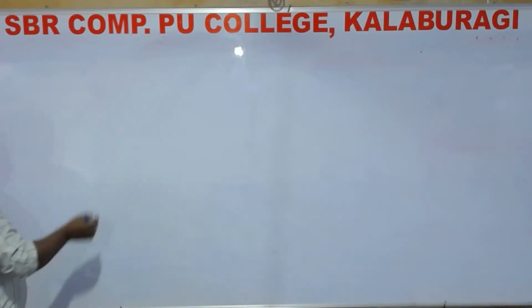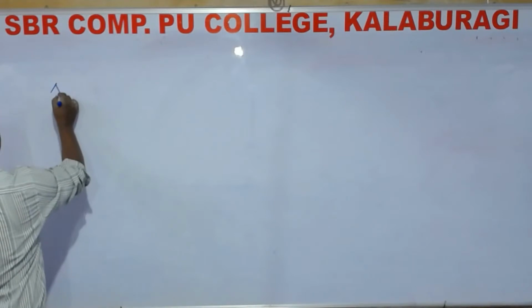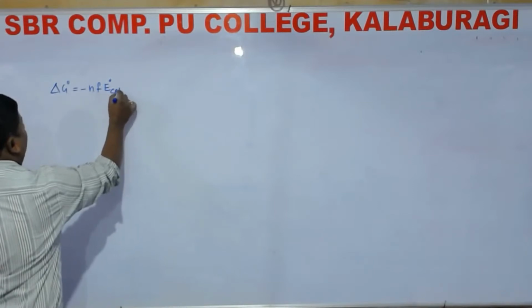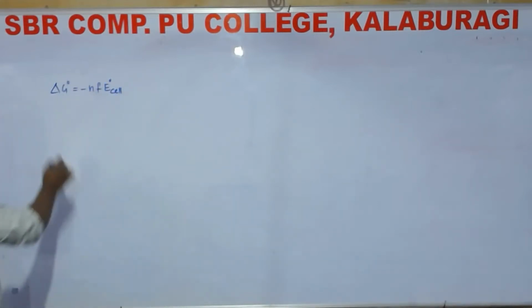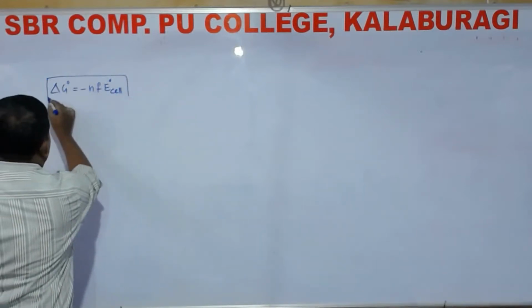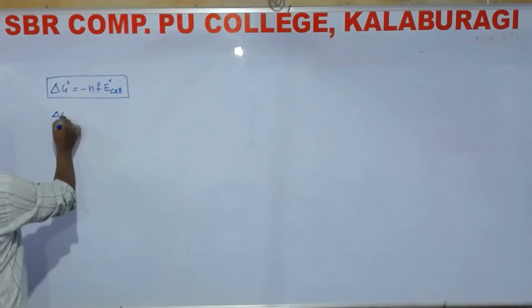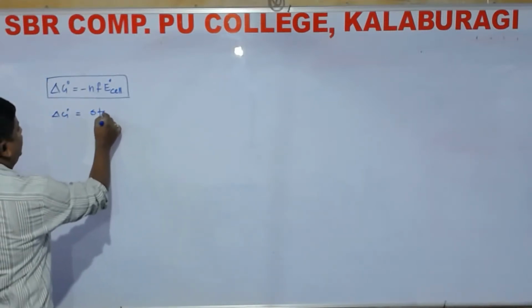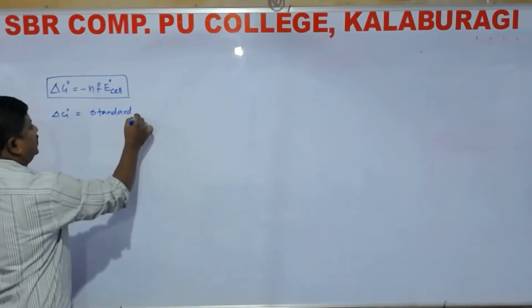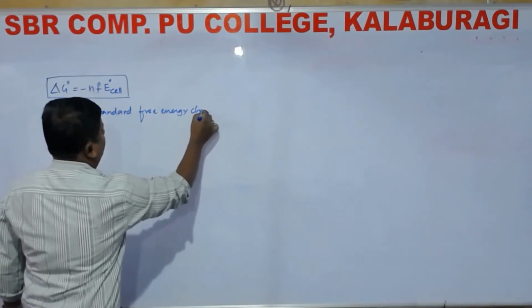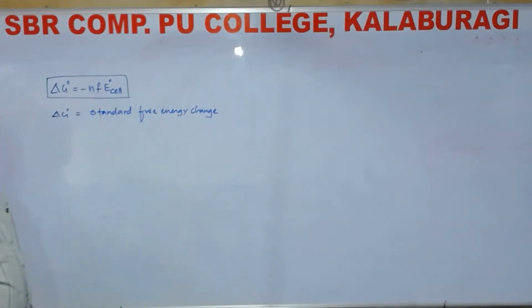Spontaneity of the reaction can be calculated by using ΔG° = -nFE° of the cell. With the help of this formula, it is possible to know whether the reaction is spontaneous or non-spontaneous. ΔG° indicates the standard free energy change. We will study more about this in thermodynamics.